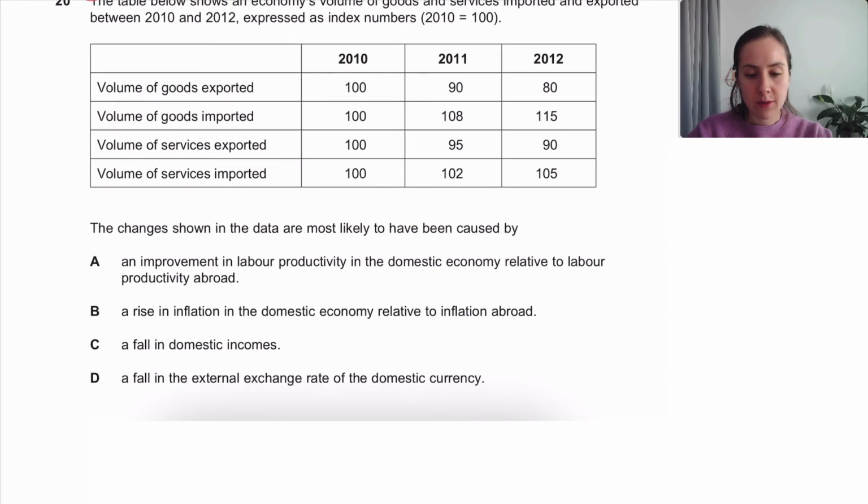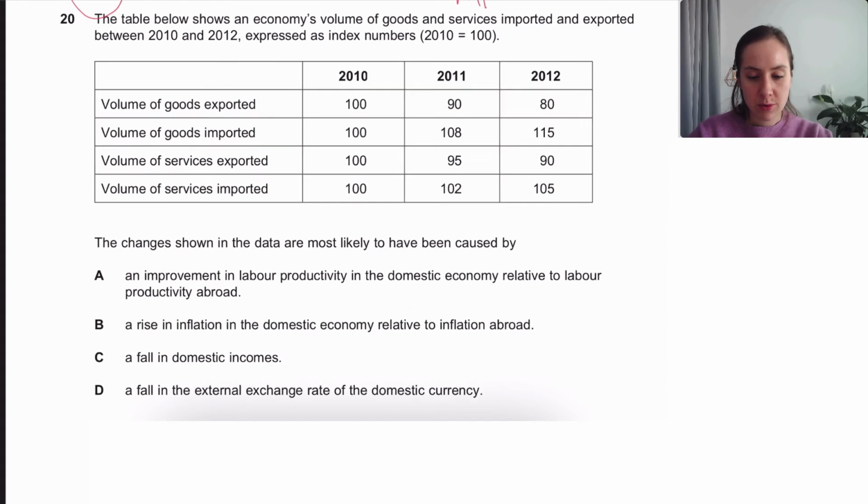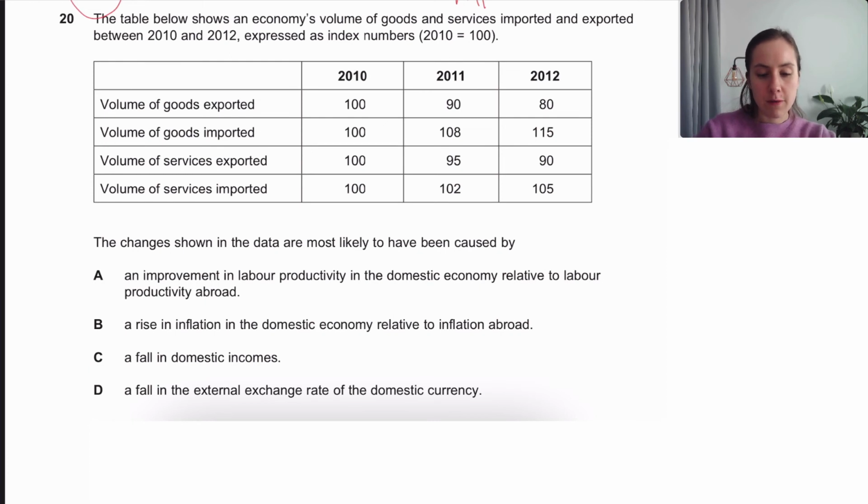So here we have some volume of imports and exports data. Goods exported are decreasing by 20%. Imports are increasing by 15%. Services exported are decreasing by 10%. Services imported are increasing by 5%. So what could have caused this? Okay, I have to figure out what's going on.